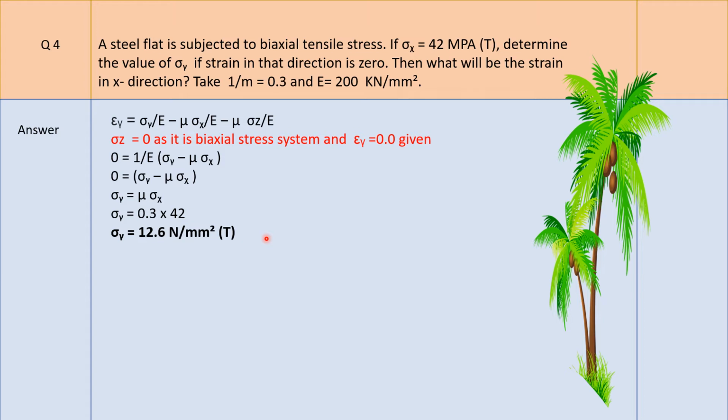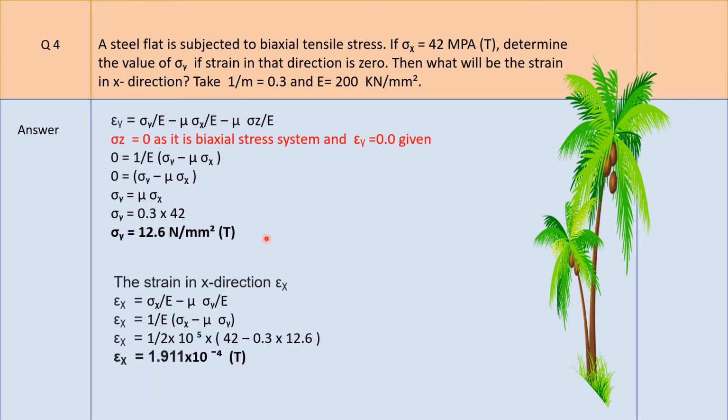Next is, what will be the strain in x direction? Epsilon x. Now strain in x direction, epsilon x will be sigma x upon E minus mu sigma y upon E. Now this is also coming positive, so sigma x and sigma y both are tensile. So 1 upon E is taken common, 1 upon E into bracket sigma x minus mu sigma y. So 1 divided by 2 exponential 5, into bracket open sigma x is 42 minus mu is 0.3, sigma y is 12.6 from here, and sigma x is 42 here.